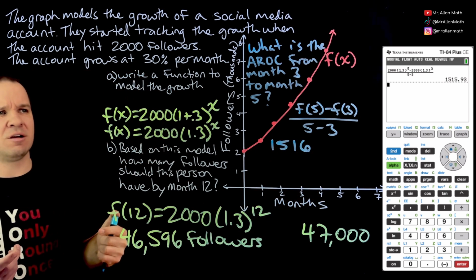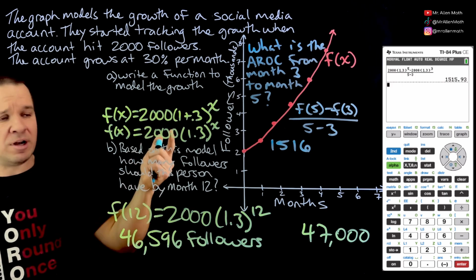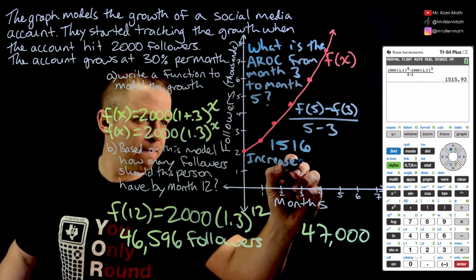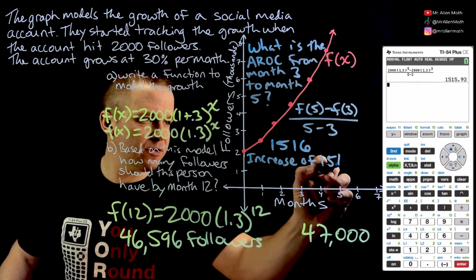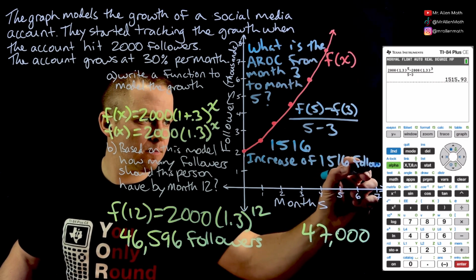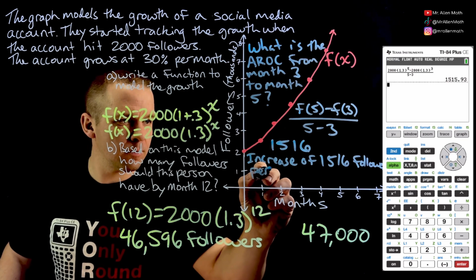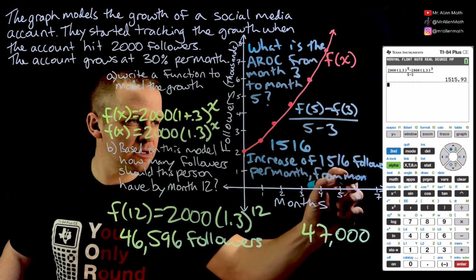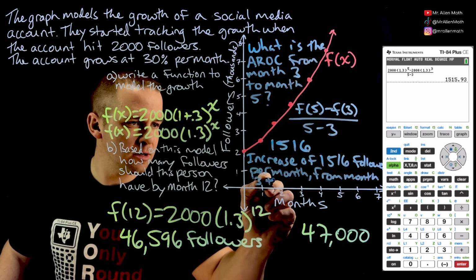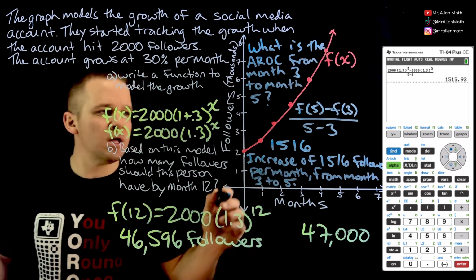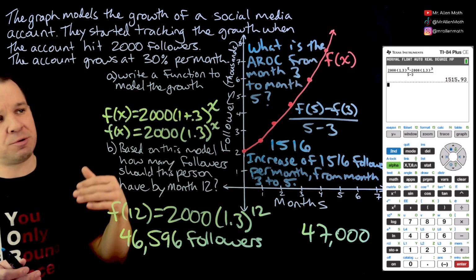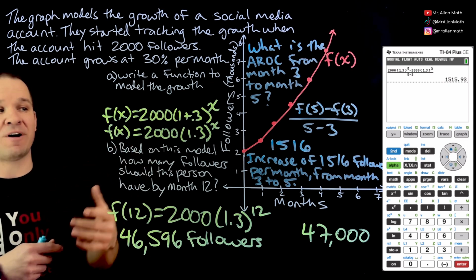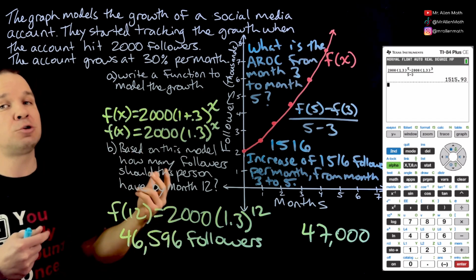What does that mean? What is the rate of change here? This means that an increase of 1,516 followers per month from months 3 to 5. Boom. So that is our average rate of change between 3 and 5 months. So it's the increase, this person increased by 1,516 followers per month between months 3 and 5.